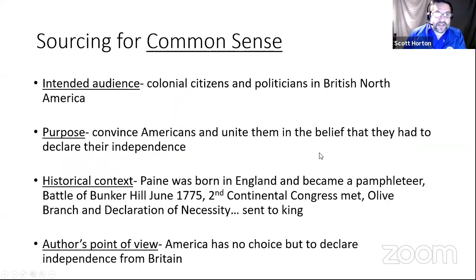We kind of already covered that. So thinking about Common Sense, it's written early in 1776. Who is he writing this for? He's writing it for colonial citizens. He might be writing it for politicians in British North America.